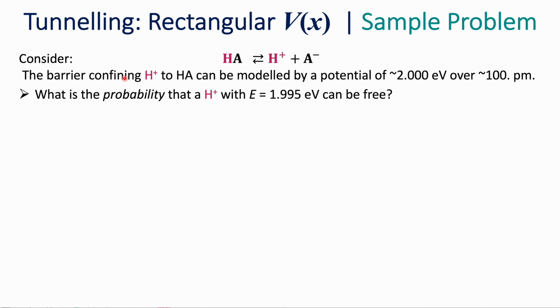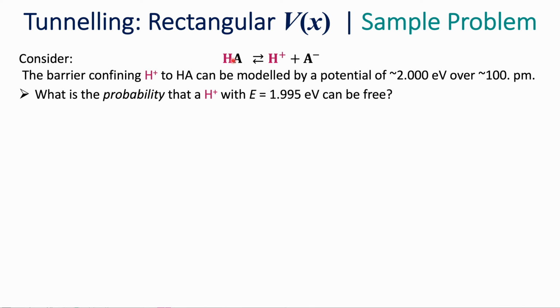Here we're going to be looking at some sample problems for tunneling phenomena, quantum tunneling. First, we're going to start with a rectangular potential. We're going to consider the deprotonation of an acid, basically thinking about that this proton has to overcome a certain barrier that keeps it attached to the rest of the molecule.